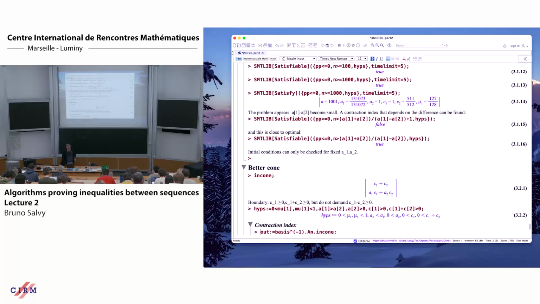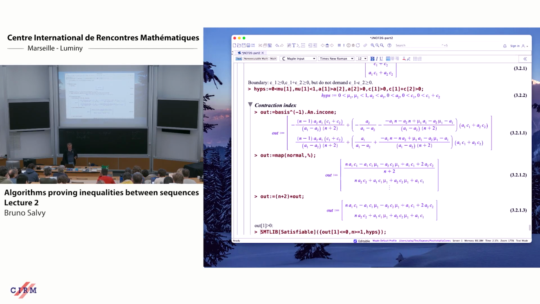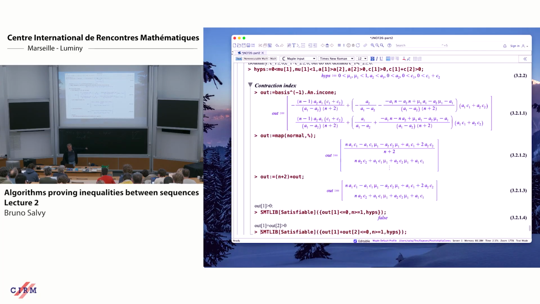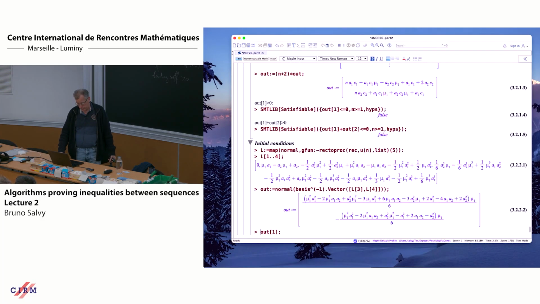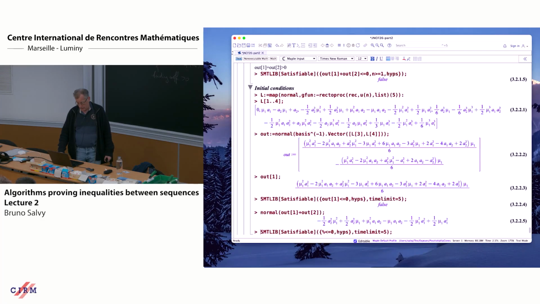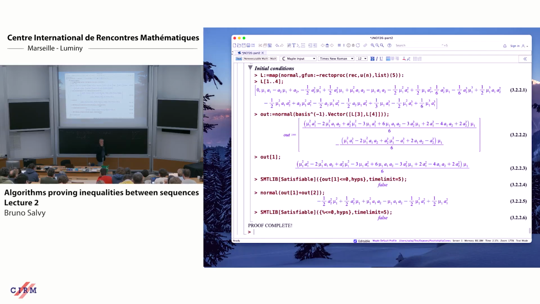So the hypotheses are these ones now. Same computation as before. I can get rid of the denominator n plus 2 because n plus 2 is positive, so it's not a problem. So now I have a polynomial. Can the first coordinate be negative? No. Can the sum of coordinates be negative? No. And then I just have to check initial conditions. And that's it. So the proof is complete in general with parameters.